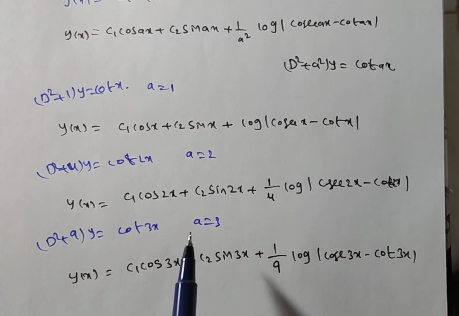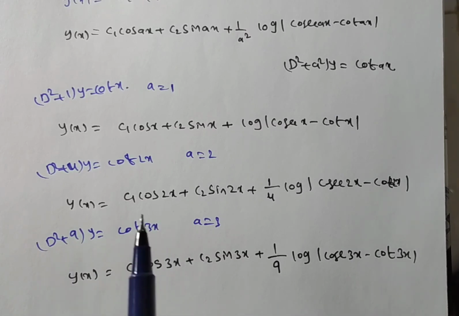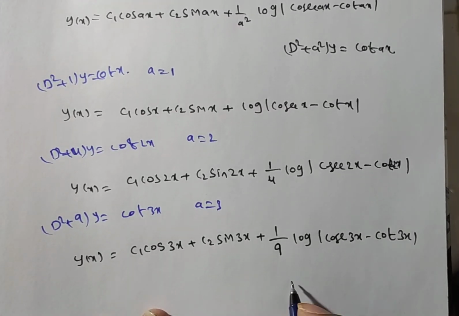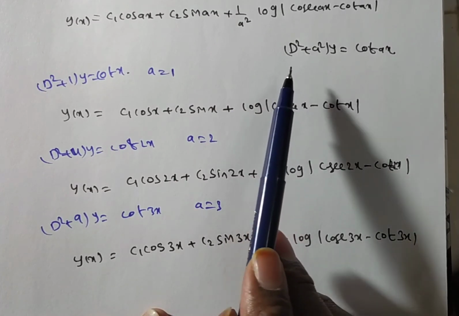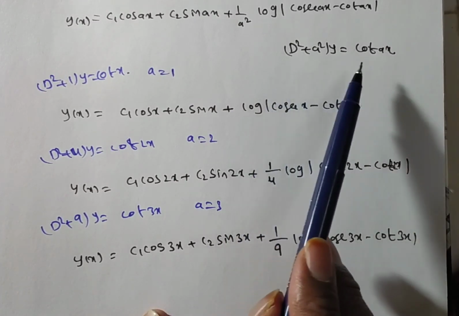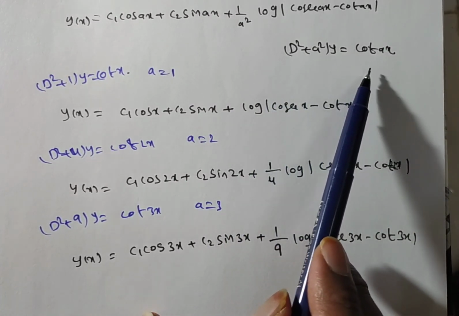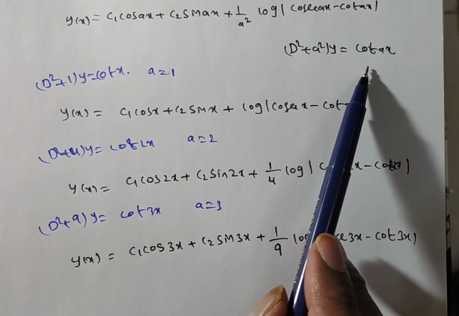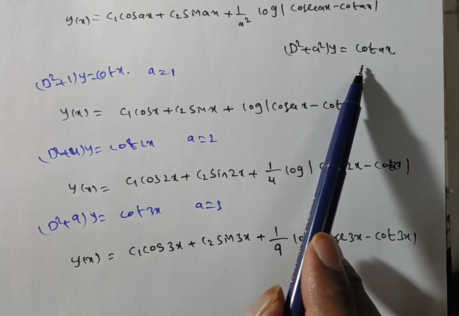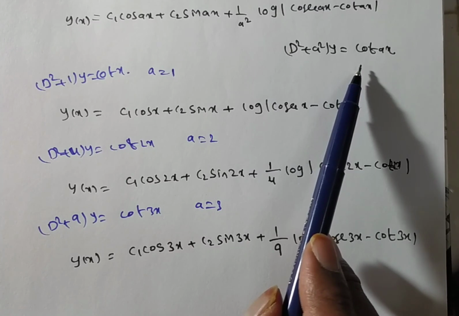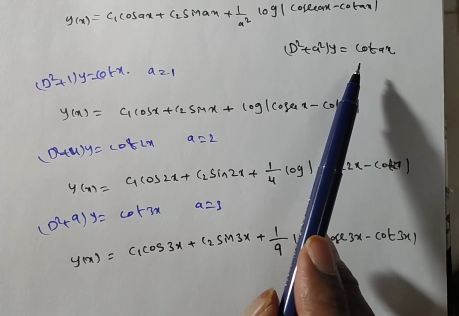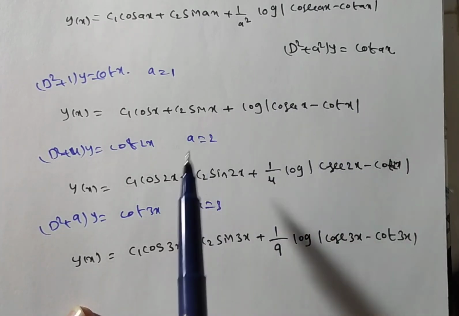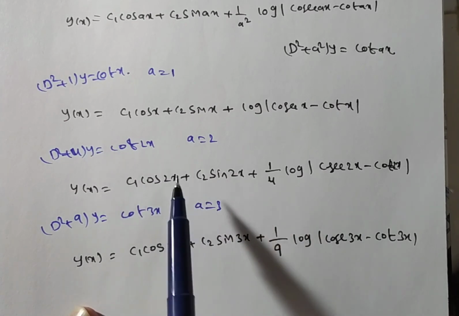You can replace a by 4, 5, 6, 7, based on the given problem. So can you solve these problems or not? Right. Friends, in the previous videos I have discussed, in this video what we have discussed, d square plus a square into y is equal to cot ax. This cot ax is r of x here. You can replace by sin ax, cos ax, tan ax, secant ax, cosecant ax. Okay, those all are also I have done in previous videos. So have you confidence on this, how to solve this one?